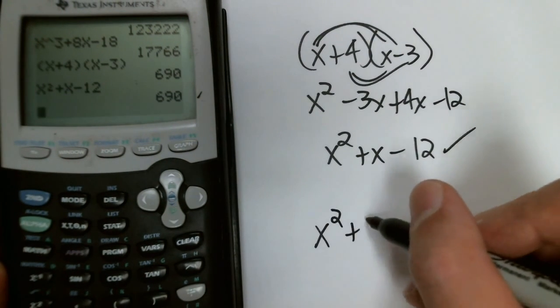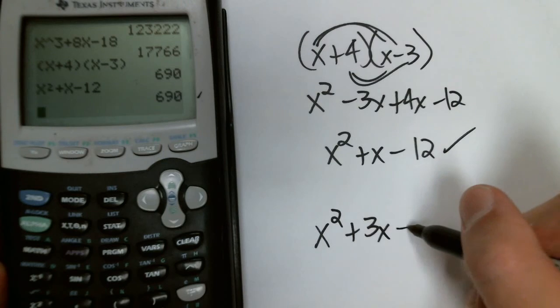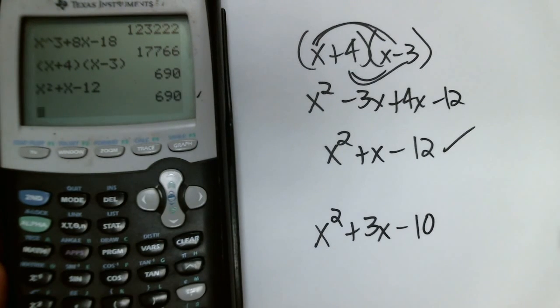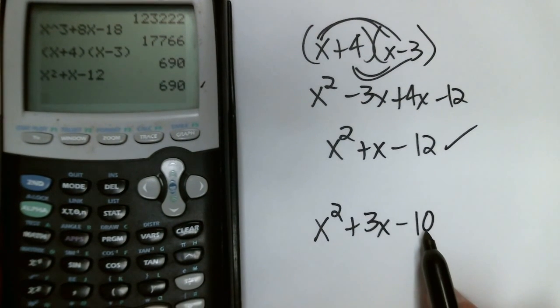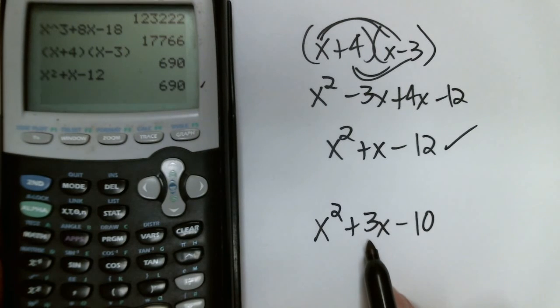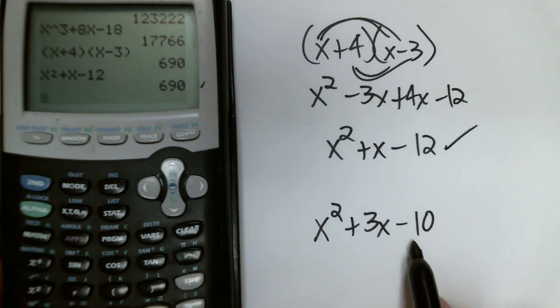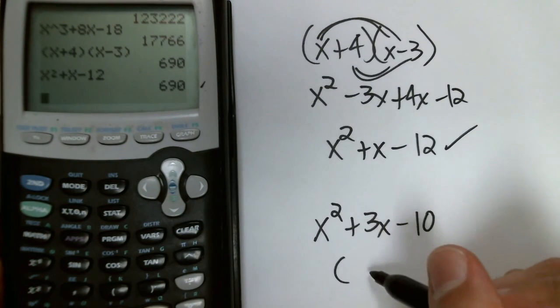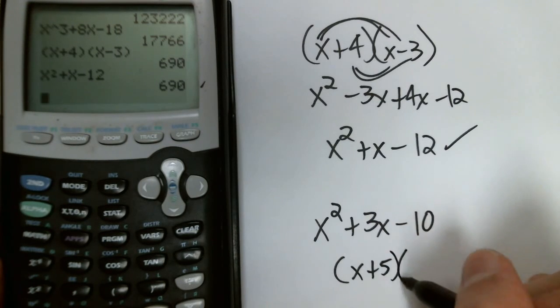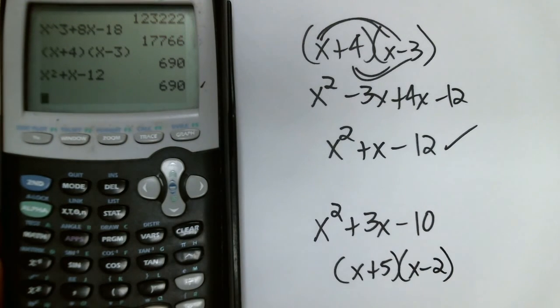x squared plus 3x minus 10. This will be later on in the curriculum, in the geometry curriculum. What if I'm factoring this? I'm looking, what are the factors of negative 10 that add to 3? I say, that's going to be positive 5 and negative 2. So that factors as x plus 5 times x minus 2. Did I factor that correctly? I'm not sure. Well, let's check it.